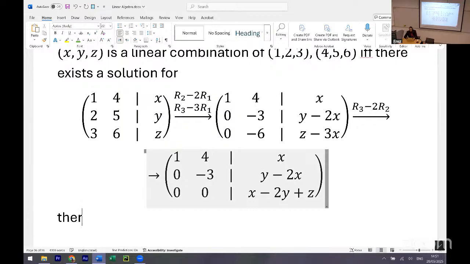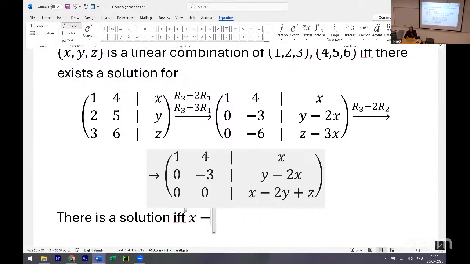So there is a solution if and only if, when does this matrix have a solution? X minus 2y plus z equals 0. Exactly. Right? If it's not 0, then you have a contradiction row, and there is no solution. If it's 0, then that's an echelon form without a contradiction row. So it has a solution, at least one. It actually has exactly one because 2 variables are bounded, but I don't care about that right now. Agreed?